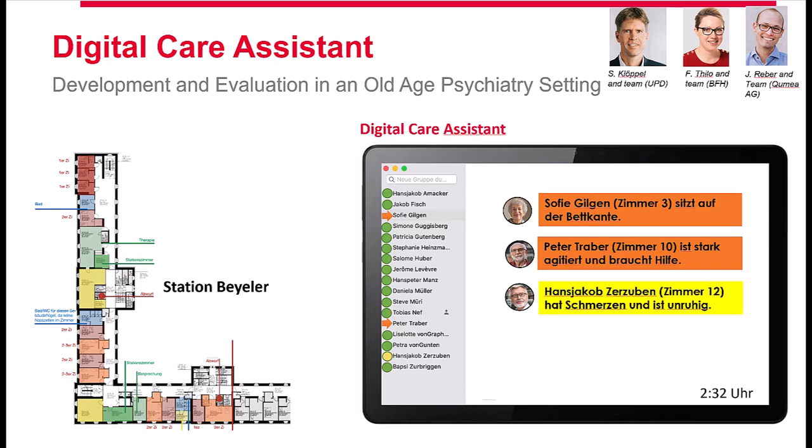She is sitting on her bed and about to go to the toilet, which is not good because in this example, this patient is very prone to a fall. So how is this implemented?